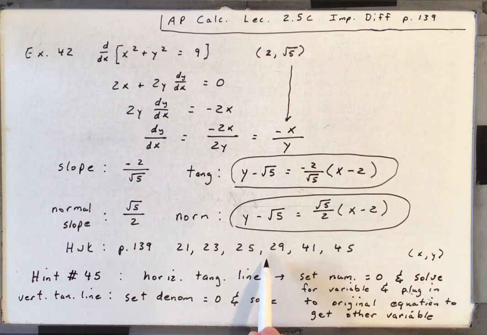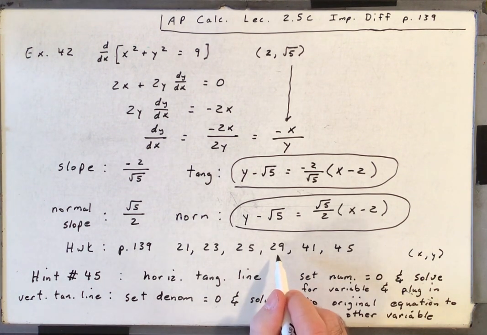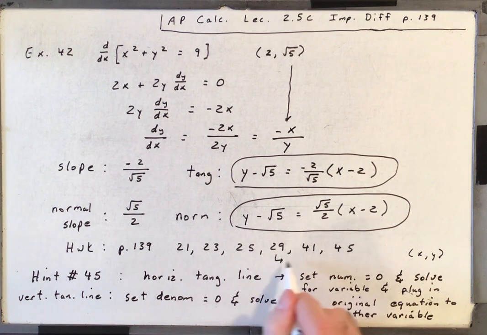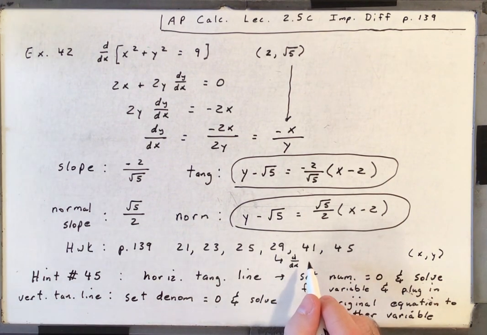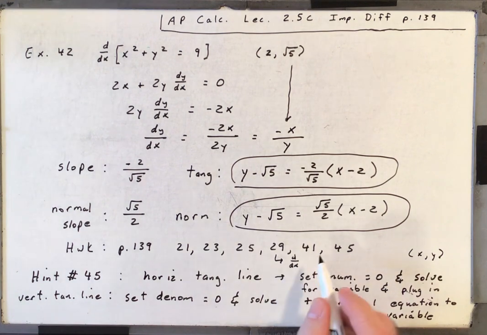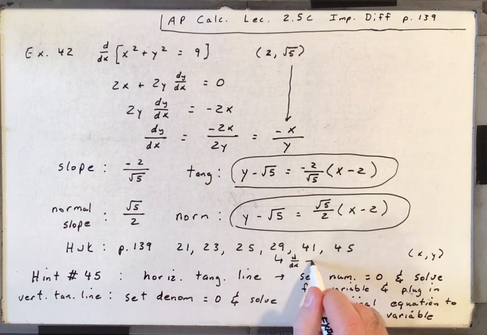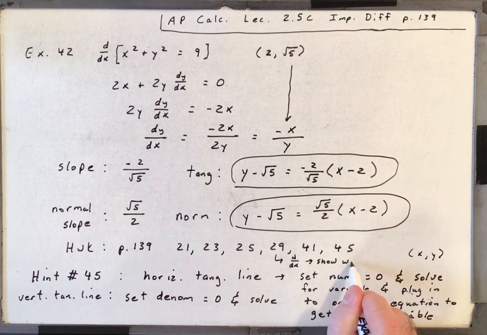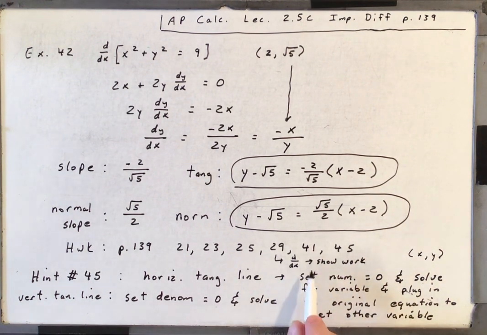Let's see, on 29, it gives you a graph. But you want to just d/dx it and get the slope of the tangent line, okay? You could probably figure it out by reading the graph, but I want you to show your work on number 29. Even though they've got a graph and you could probably look at the graph and tell what the tangent line would be, go ahead and take the derivative with implicit differentiation and show your work on that one.